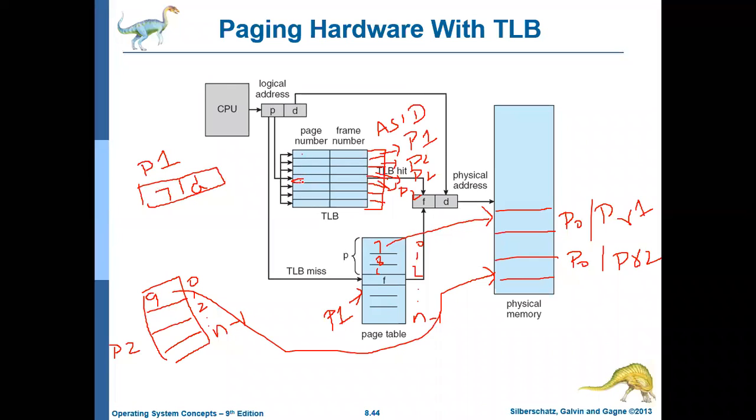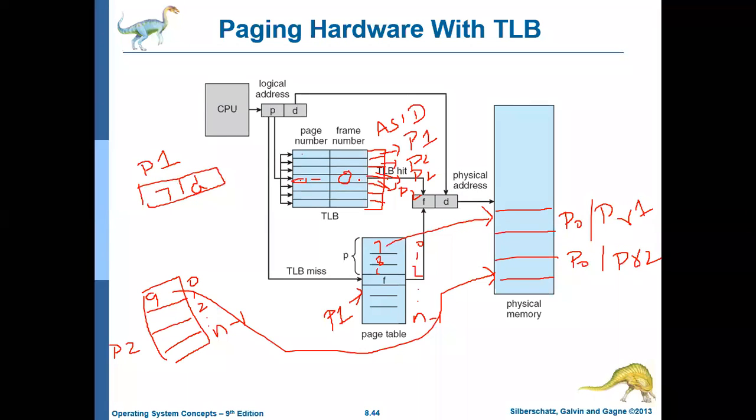7 is there, but if it is for process 2, then it won't take that. There should be two matches: the page number should match, and the process number should also match. Then it will fetch this particular frame number, and with that frame number and offset it will calculate the physical address.